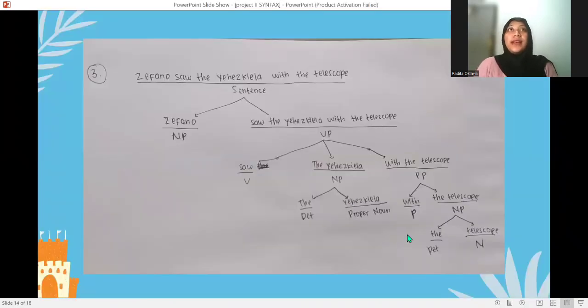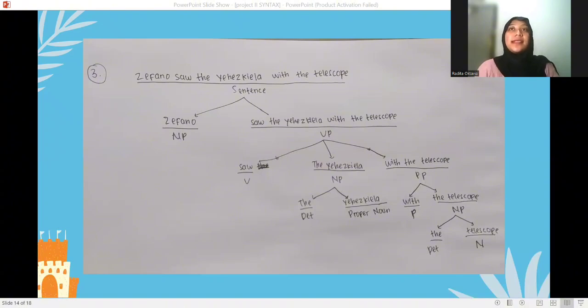Number 3. Stefano saw the Yehezkiah with the telescope. Stefano is noun phrase. So saw the Yehezkiah with the telescope is verb phrase. Saw is verb. The Yehezkiah with the telescope is noun phrase. The is determiner. Yehezkiah is proper noun. With the telescope is prepositional phrase.